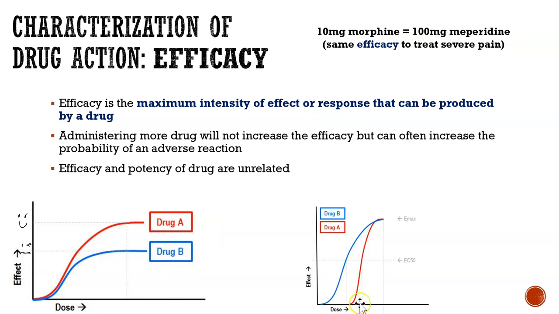Sometimes when you look at the dosage, if you look at drug B, where you get the maximum effect here, and drug A, where you get the maximum effect here, which drug is the one where you need less dose? Well, the blue one, drug B, is the one where it's more potent. It's the one where you need less dose to reach the maximum efficacy.